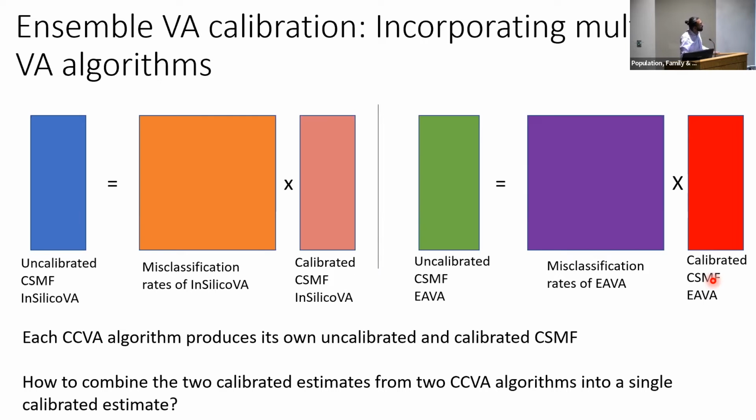The issue with that is this will give us two different estimates, and then we have to pick which one is the better estimate. And if you look at the literature for verbal autopsy, every paper on a new method comes out, they say they are the best method and they beat the other method. So it's hard to tell which is the best estimate a priori.